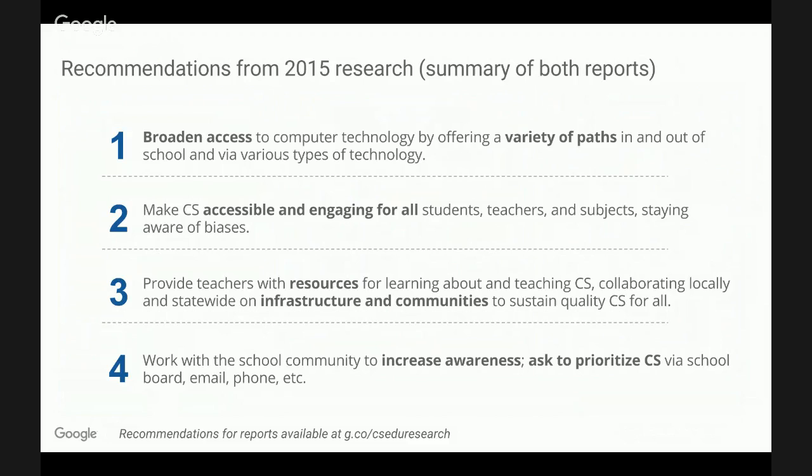We want to continue to provide teachers with resources for learning about and teaching computer science, and making sure that these are high quality resources and relevant to what teachers need in their local context. And also investing in communities to sustain computer science education at a high quality for everybody. And finally, one of the key recommendations from this research is that we need to continue to work with the school community to increase awareness, to ask school boards and school districts to prioritize computer science as much as possible, so that together we can make a difference and change some of these barriers and perceptions that still prevail around computer science education.